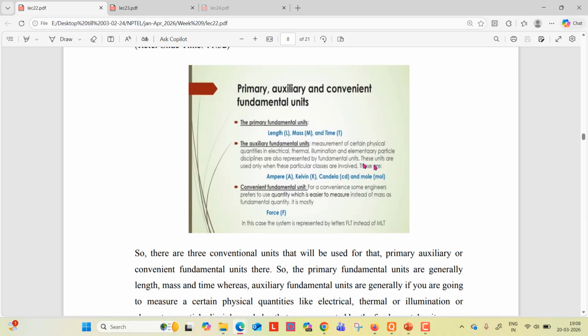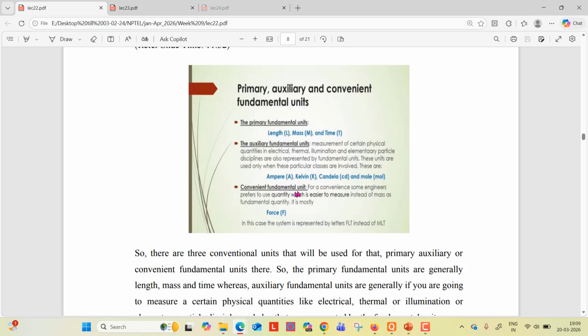Then there are auxiliary units, that means measurement of certain physical quantities in electrical, thermal, or illumination and elementary particle disciplines are also represented by fundamental units. So these are the auxiliary fundamental units, which are ampere, Kelvin, candela, and mole.